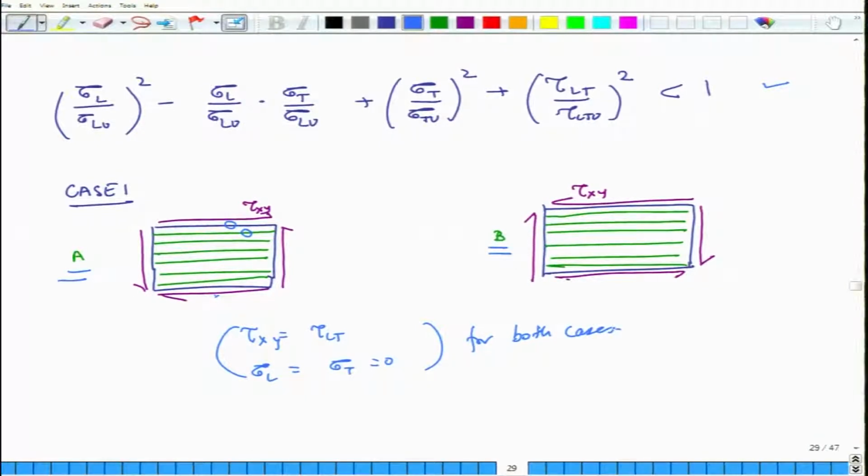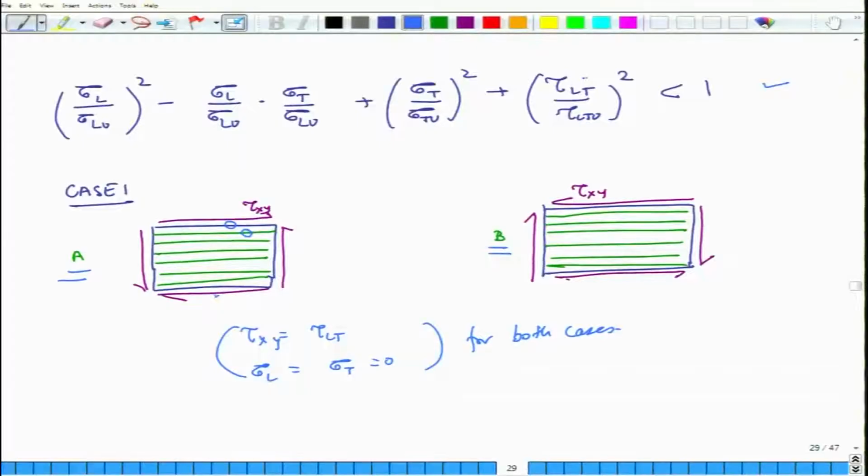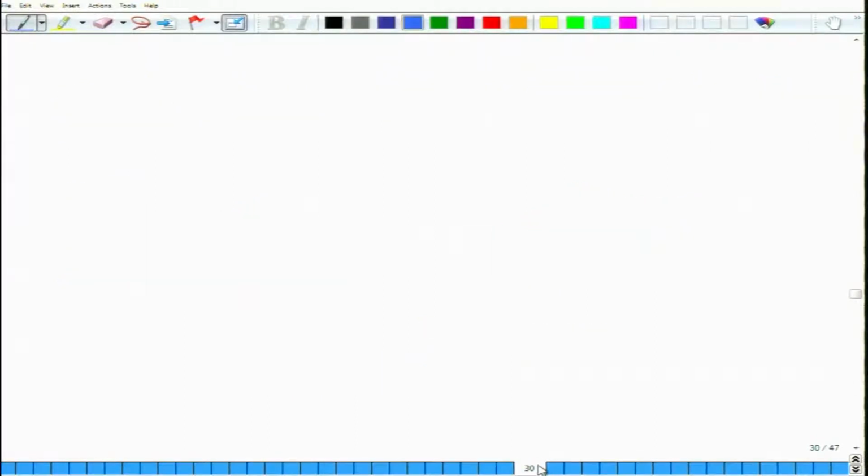So, whether the shear stress is positive or negative, the failure shear stress will be the same for both situations, because I have a square term here. So, it does not matter. Next, look at case 2, and this is where you will see the difference. Here also we have two situations.